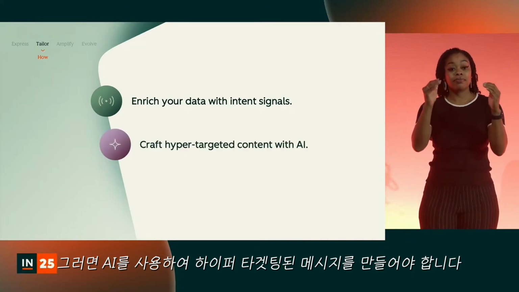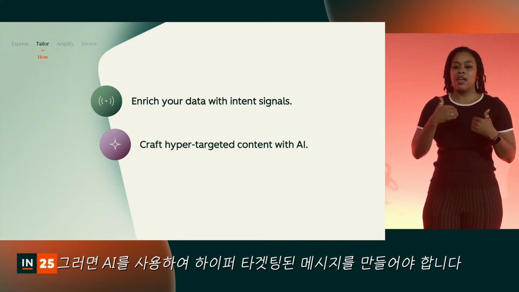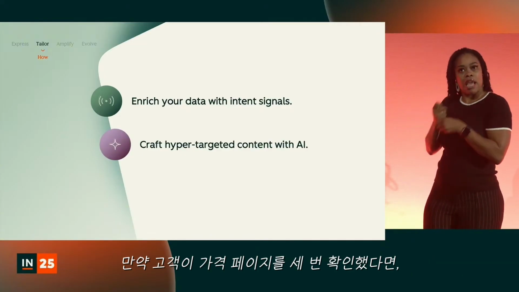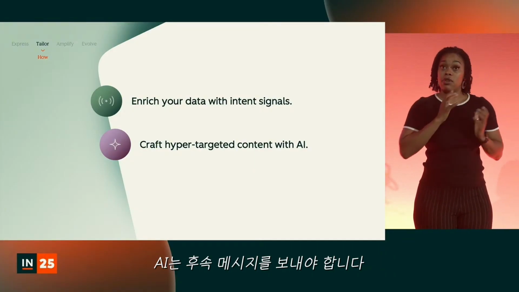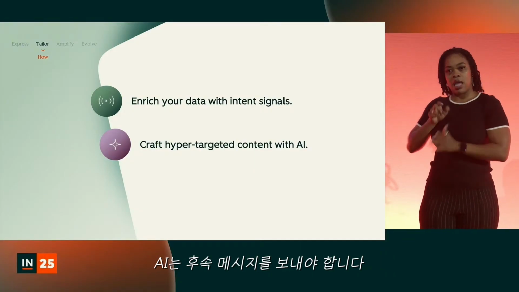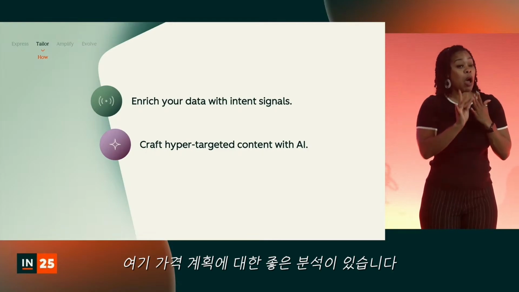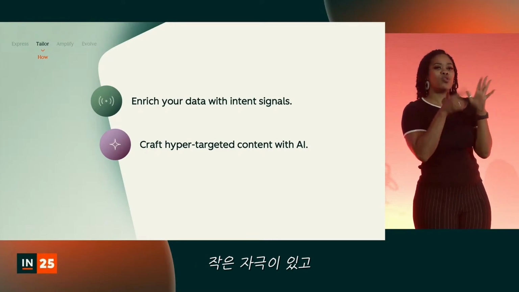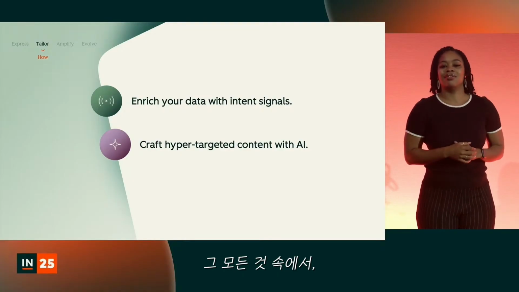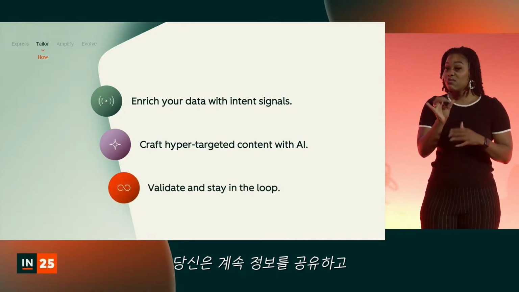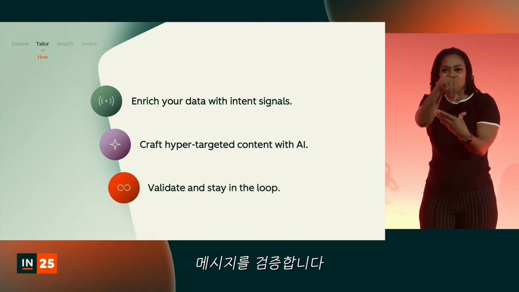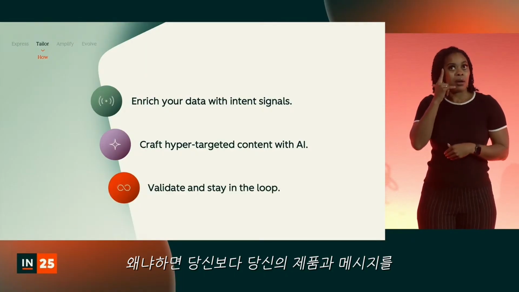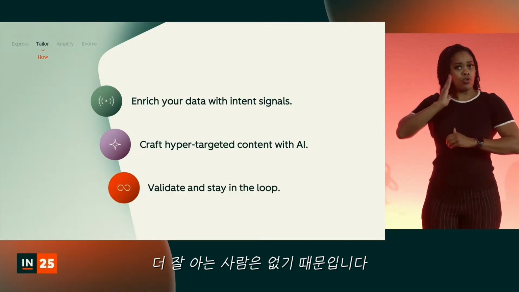Then you have to craft hyper-targeted messages with AI. So if your customer did check out your pricing page 3 times, then AI should send a follow-up message. "Still comparing options? Here's a nice breakdown of the pricing plans," a nice little nudge. And then through all of it, you stay in the loop and validate the message, because nobody knows your product and your message better than you do.